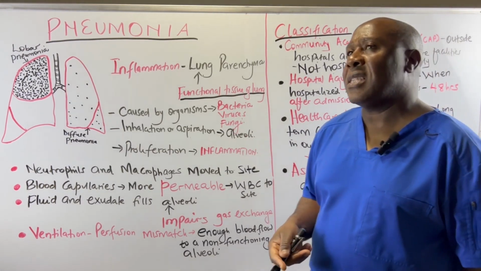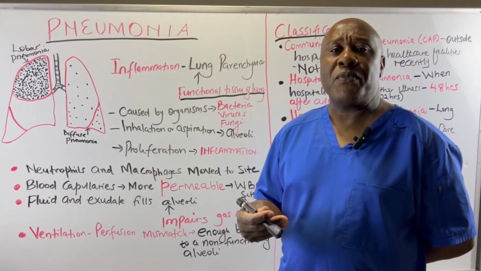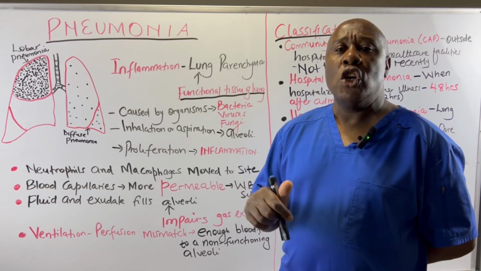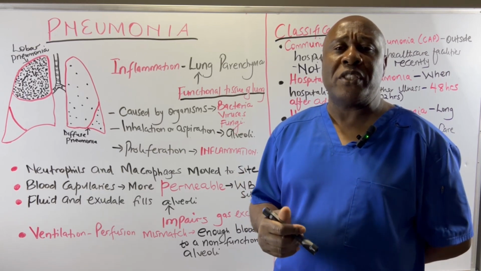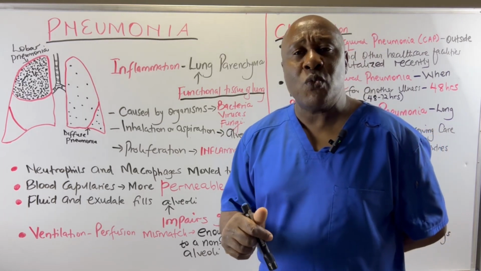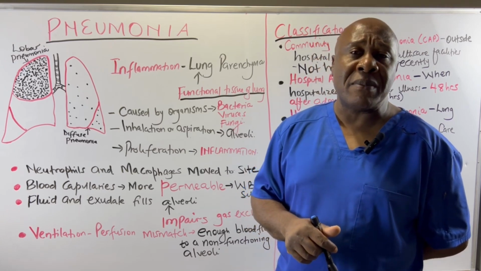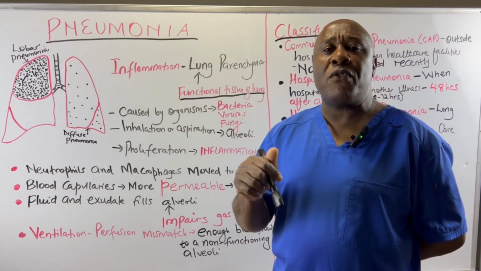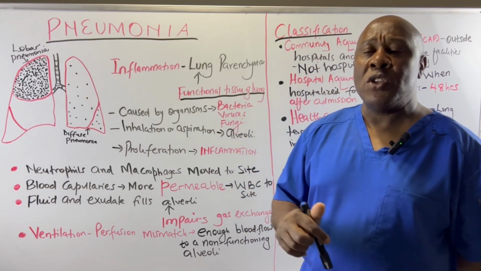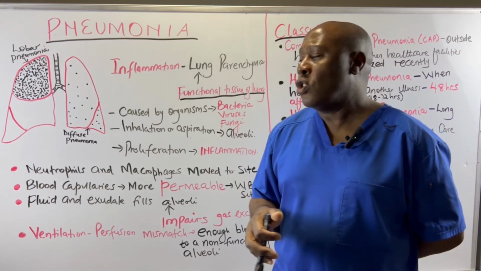Now remember we said that our upper respiratory tract is composed of a number of defense mechanisms to protect us against pathogens that may enter the respiratory tract. But there are times when these pathogens are able to evade all these defense mechanisms, or the sheer large number of these microorganisms overwhelm our defense mechanisms, causing them to reach the alveoli and cause pneumonia.